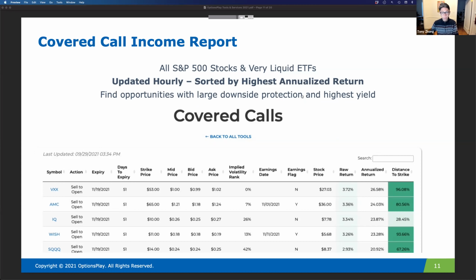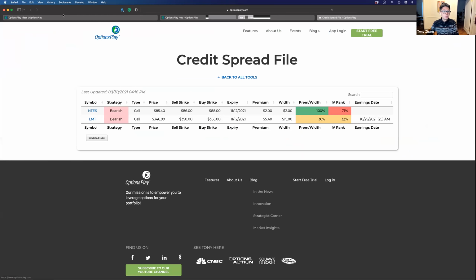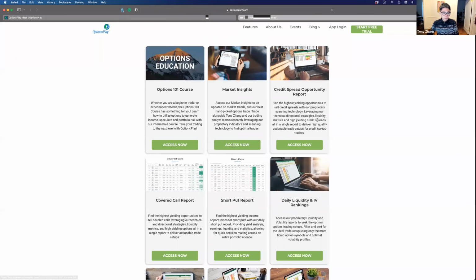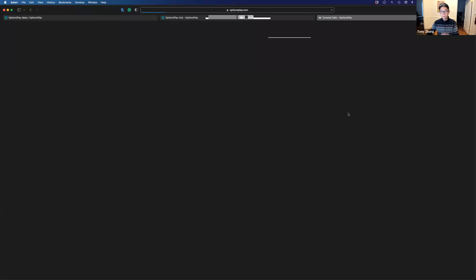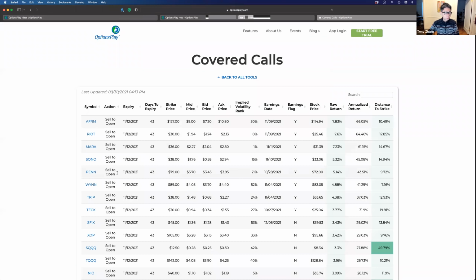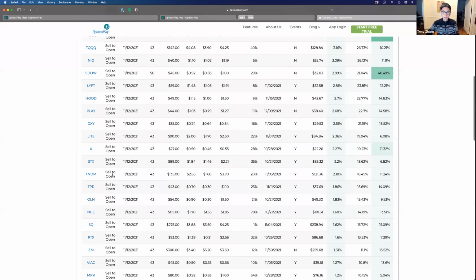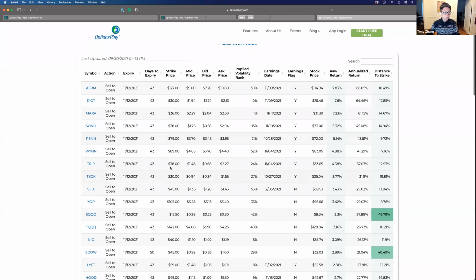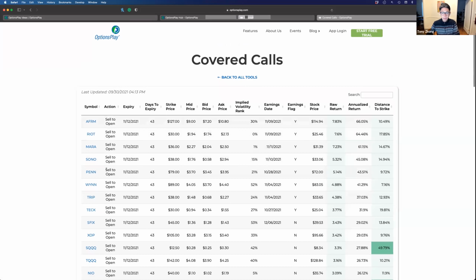So if we look at the covered call report, let's go back to the covered call report. This report covers pretty much every single S&P 500 stock in the universe. What you're able to do is see how much yield you're actually collecting. You can click on a stock and see not only what expiration date and strike price you're selling, but how much premium you're collecting using the midpoint, and the distance to the strike, meaning how far the stock needs to rally before it is called away.